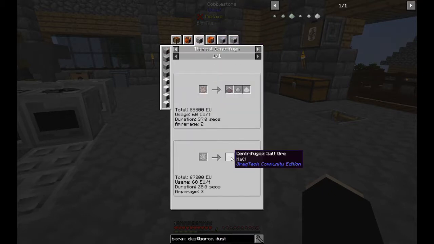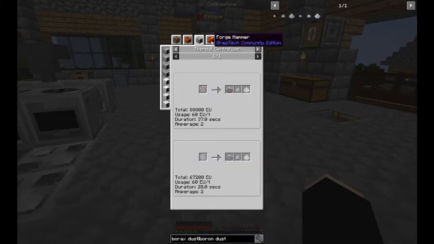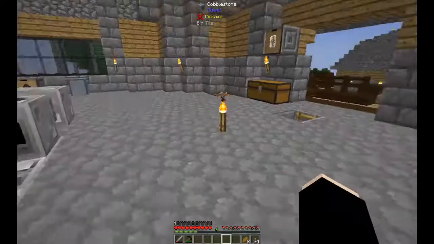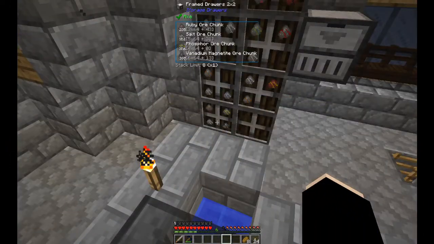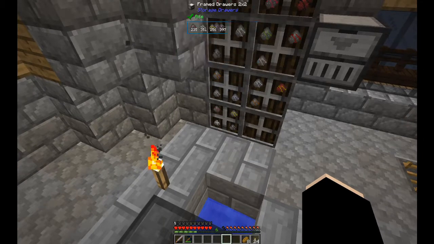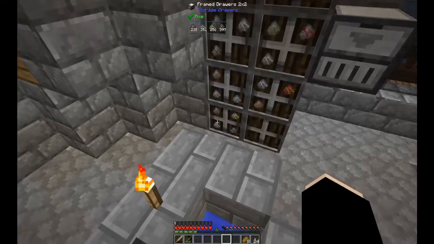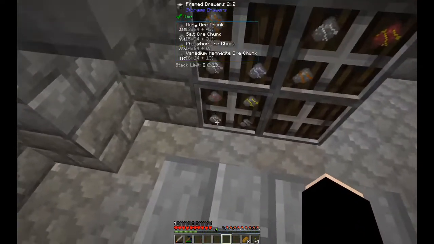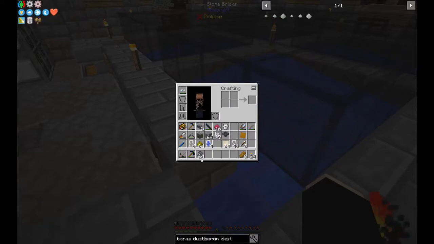Okay, centrifuging, but purified rock salt or purified salt. That's doable, right? Because we have that thermal centrifuge. That's right, we have that one. We'll check. First, let's get the purified salt. 5 stacks of salt or chunk should be this one. Hello? Yes.